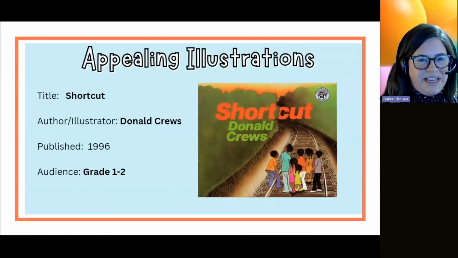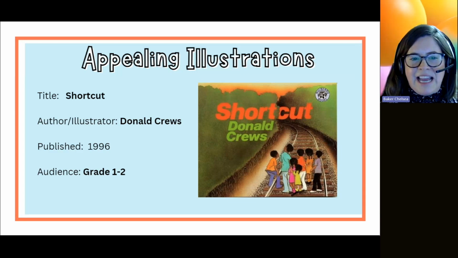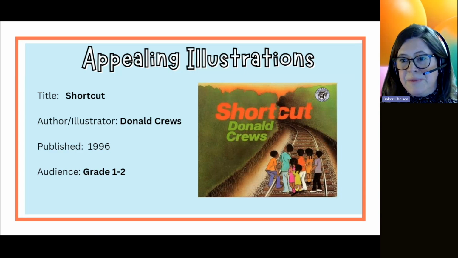Appealing illustrations. One of my favorites is Shortcut by Donald Crews. It's an oldie but a goodie, published back in 1996. And I read this one to grades 1 and 2. Take a look at this cover. I mean, it's kids on a train track. Is this a good idea?